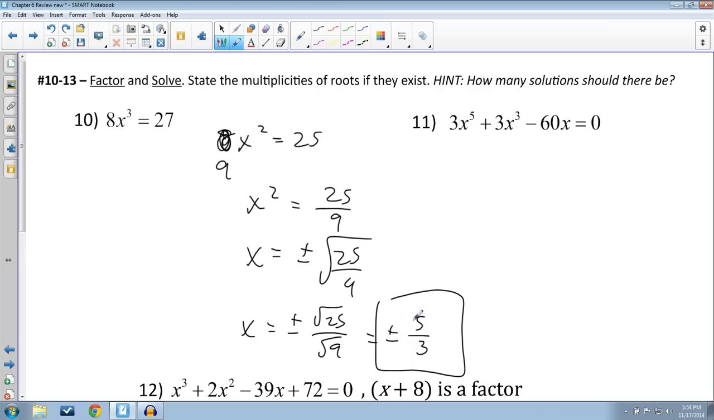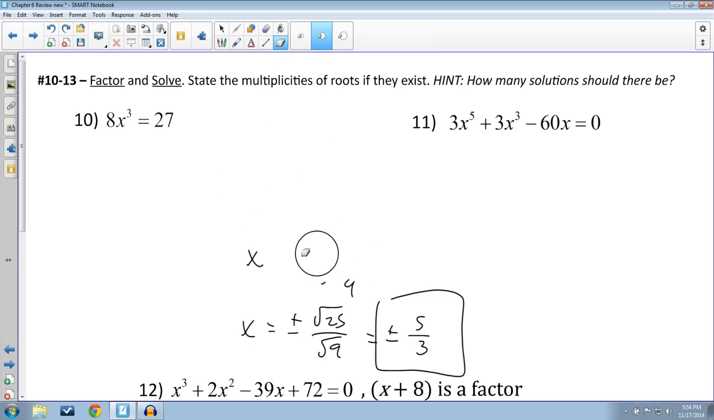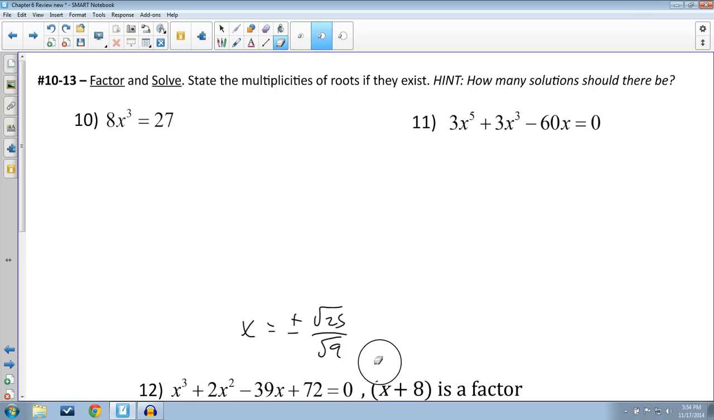Not bad. Now, the thing about this is you have to remember the plus or minus because then you have 2 solutions. And it makes sense because it's a quadratic. It should have 2 solutions. You can't do this with cubic. Someone's like, well, Mr. Robinson, why not? Here's what would happen if you tried this with a cubic.